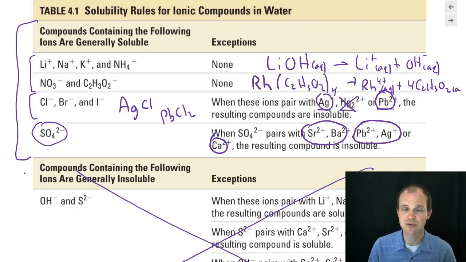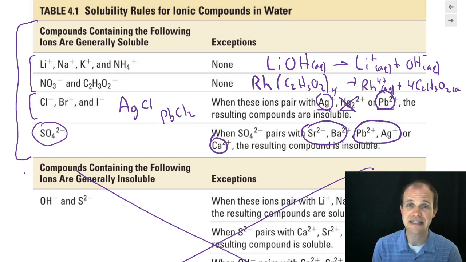So those are the main rules. And what about all those other rules? Those other rules basically just say anything that's not in this rule of things that are soluble is probably insoluble, and it's a great guess. So if you know the things that are soluble, if you can work with the top part of this chart, anything that's not on the top part of that chart is probably insoluble.